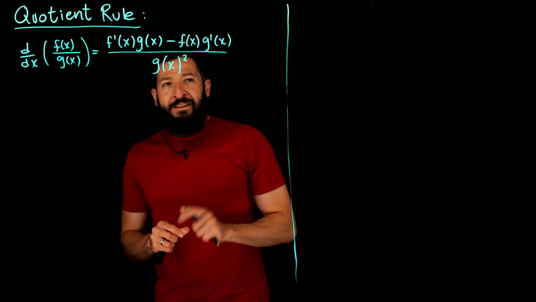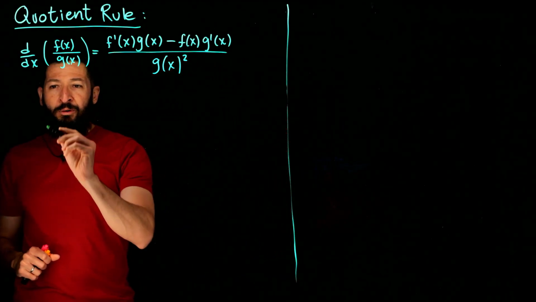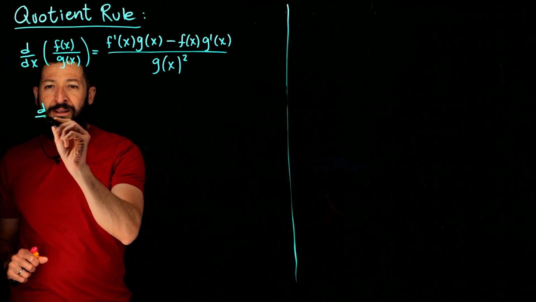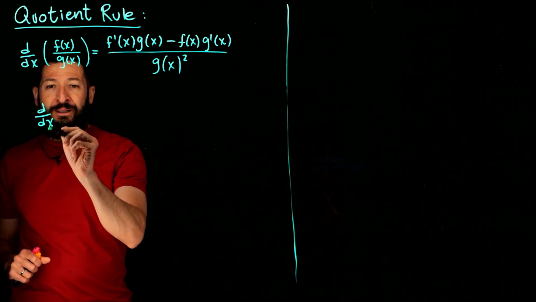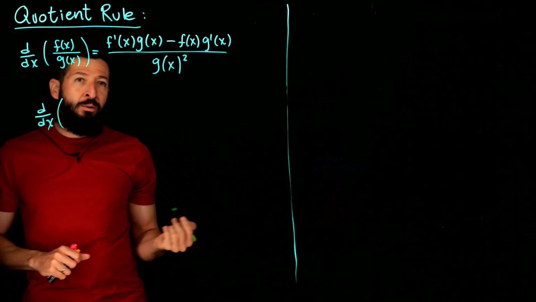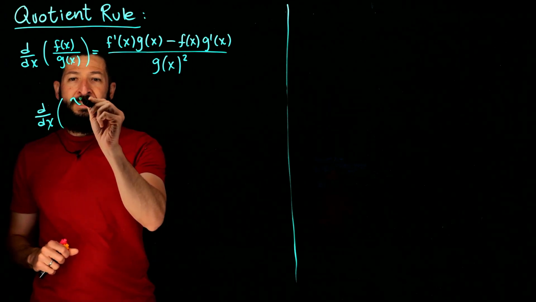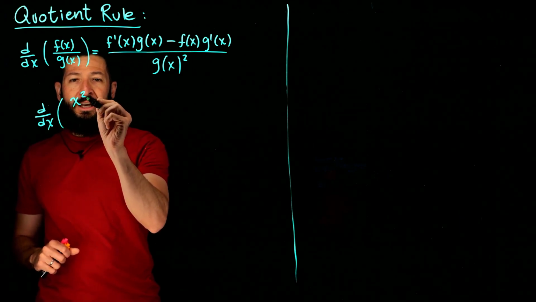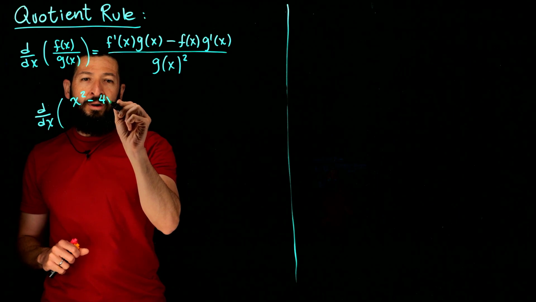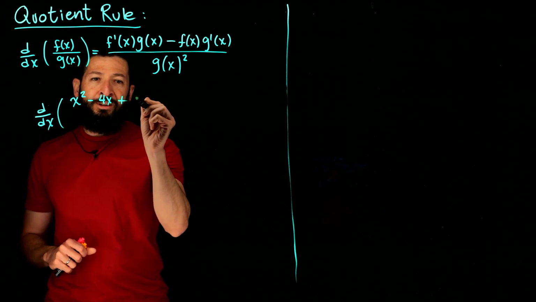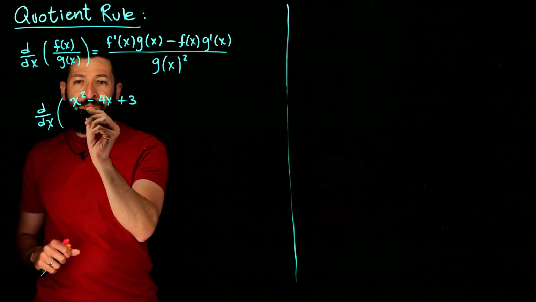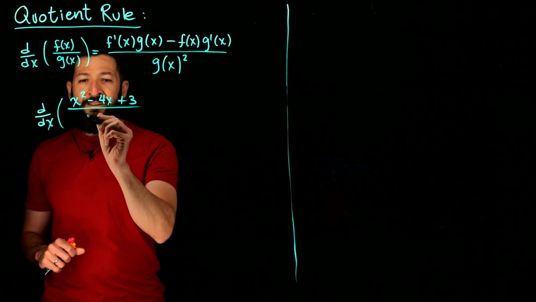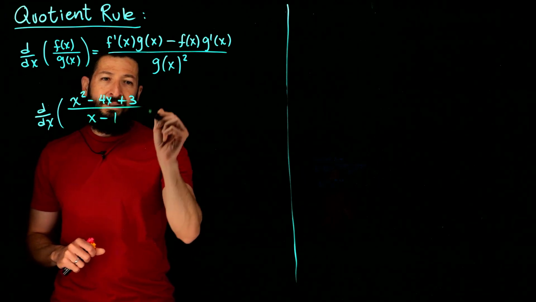All right, so I did change my mind. I'm going to give you one more example, and it's just to illustrate one aspect that is useful when you're doing the quotient rule. So let's imagine that we have this expression here: x squared minus 4x plus 3, for example. And then you would have an x minus 1 in the denominator.